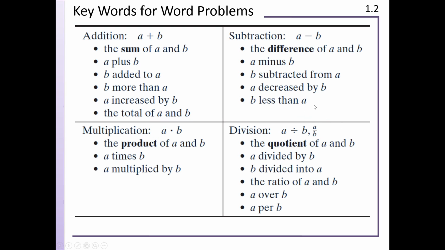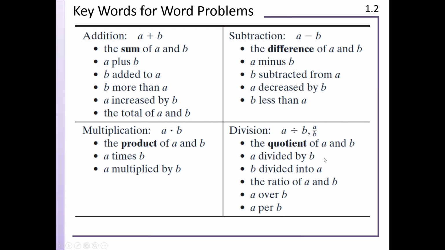Now here's one thing I just wanted to point out with subtraction. The difference of A and B would be, in arithmetic, A minus B. B subtracted from A, you would still write as A minus B. A decreased by B would still be written as A minus B. B less than A is still written as A minus B. Even though B comes first in the phrase and A comes second, A is first in the subtraction, B is second. So order does matter with subtraction. It doesn't matter with addition or multiplication, but it does matter with subtraction, and also with division.